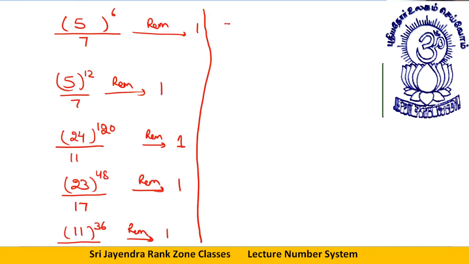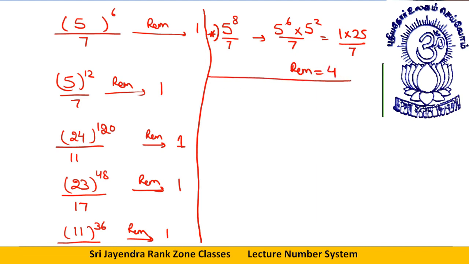Suppose I take the number 5 raised to the power 8 divided by 7. I already know 5 raised to power 6 will give me a remainder of 1. So 5^8 can be written as 5^6 into 5^2 divided by 7. Now what will it become? This will become 1 into 25, because we know this is 1, since this will give me a remainder of 1. So in place of this I write 1. 25 divided by 7 will give me a remainder of 4.